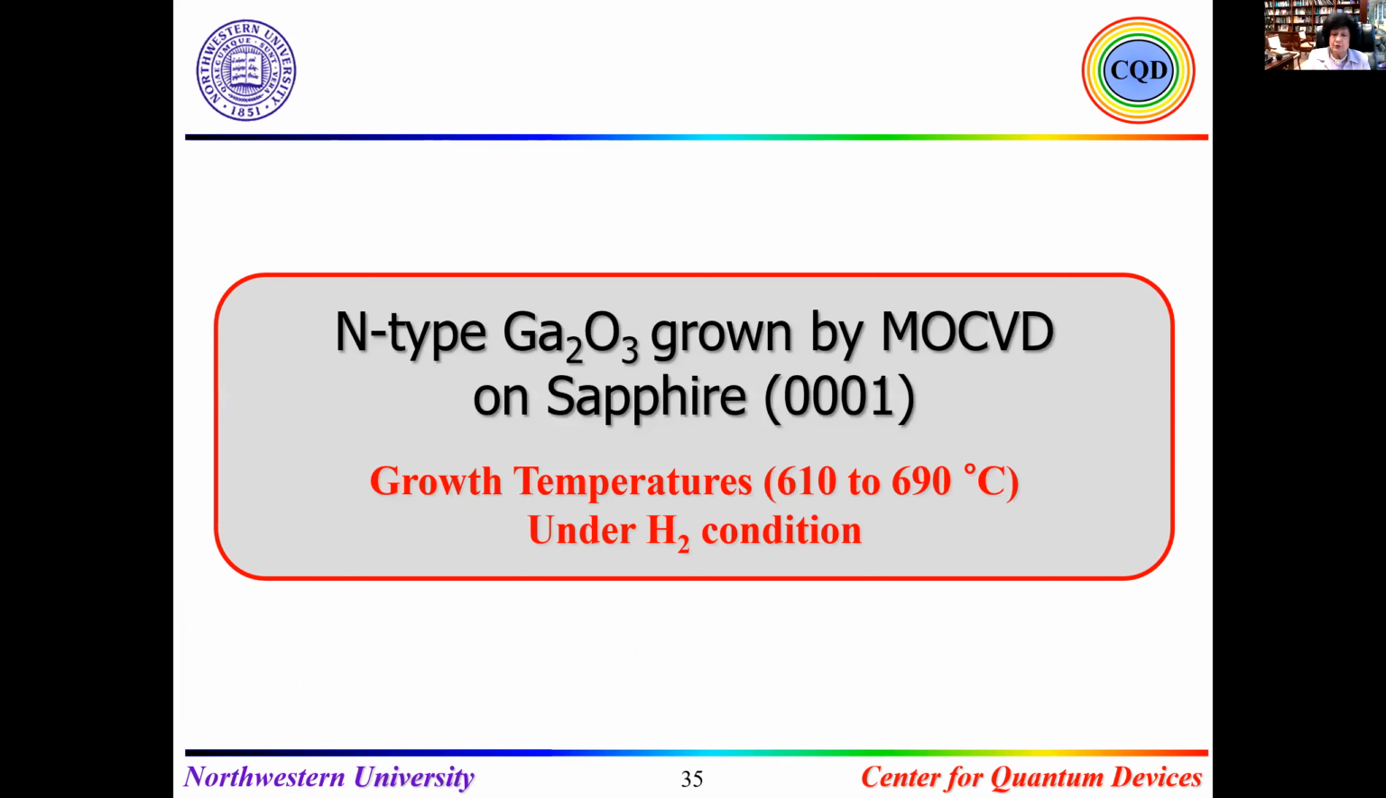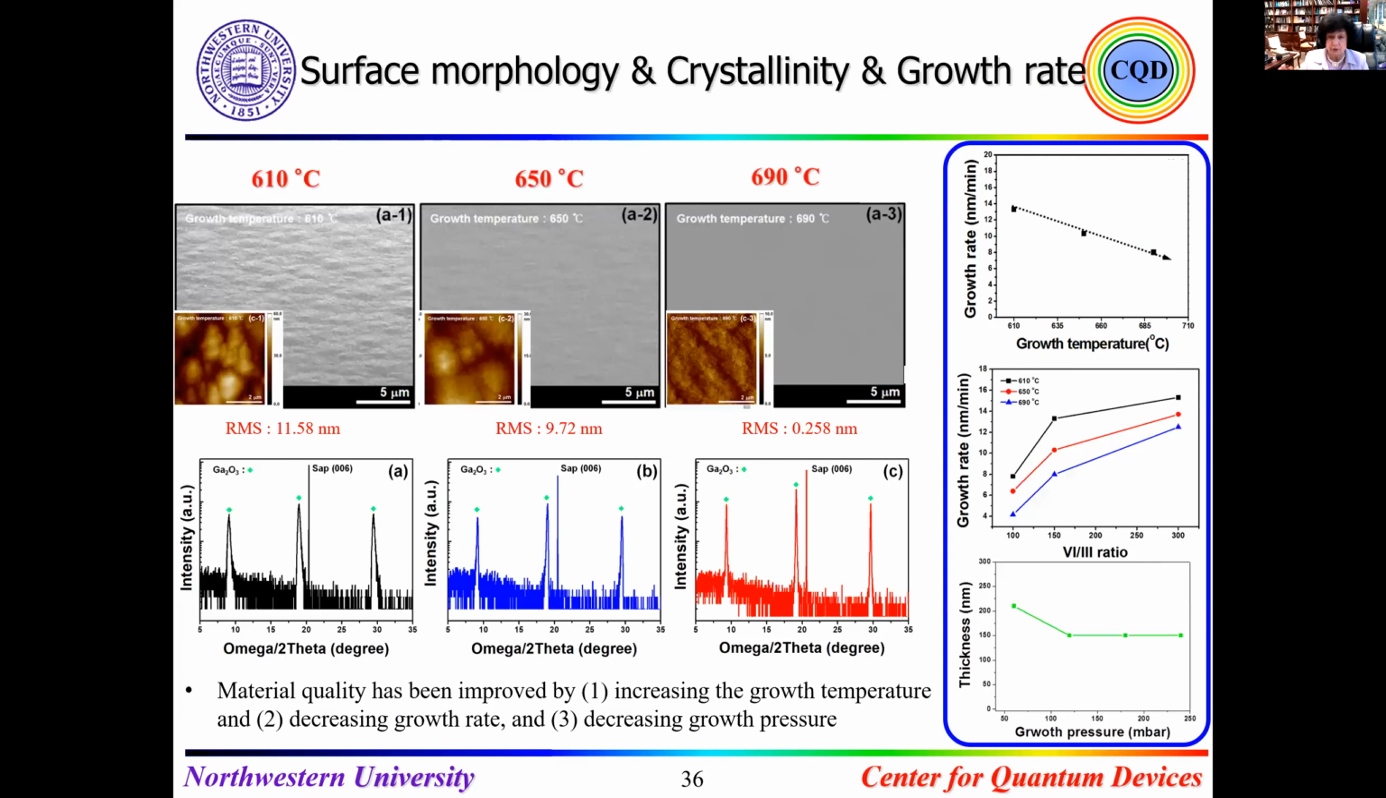So I'm giving you here just some of the results. They are the old results, but not really old, because we need to repeat them all the time in order to understand the mechanism exactly. When we grow under hydrogen, as a function of the VI/III ratio, growth temperature, and growth pressure, this is the result at 690 degrees.